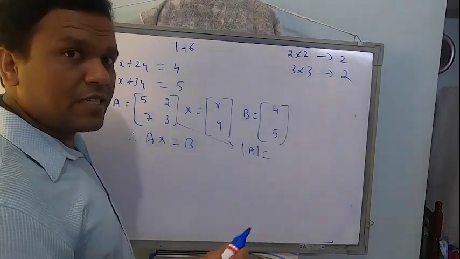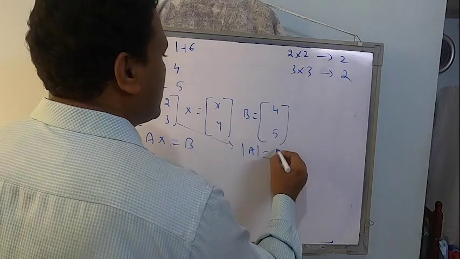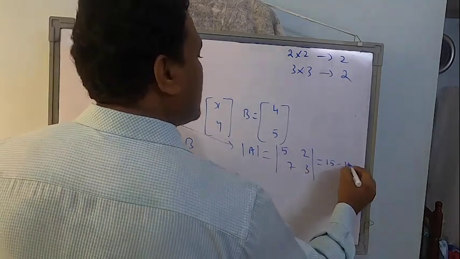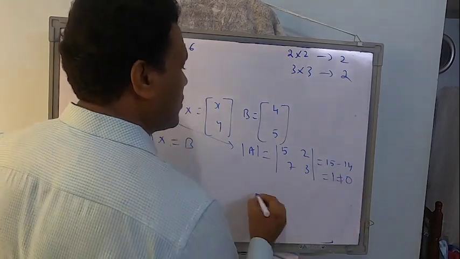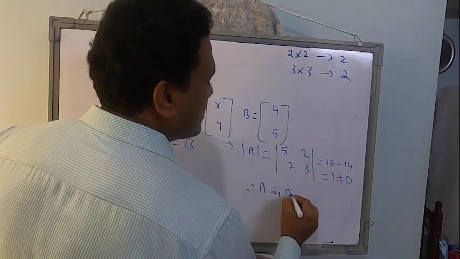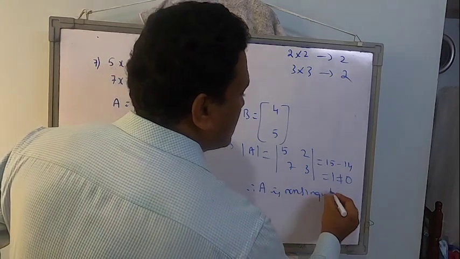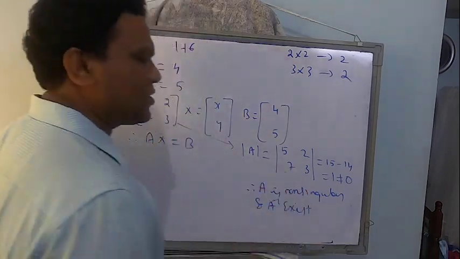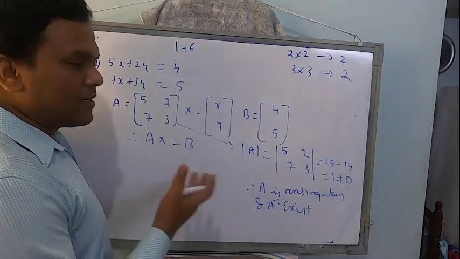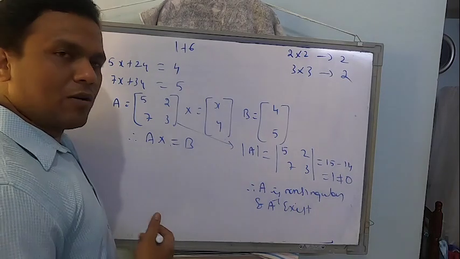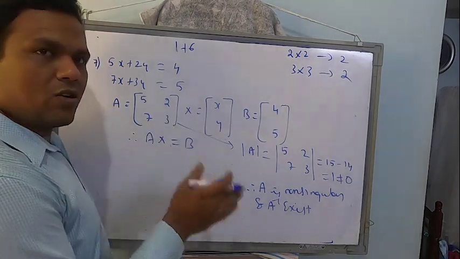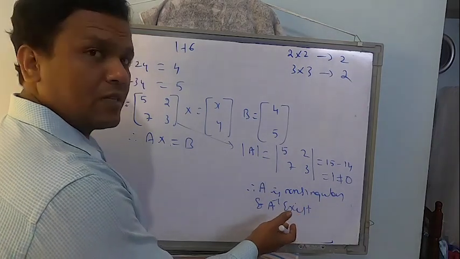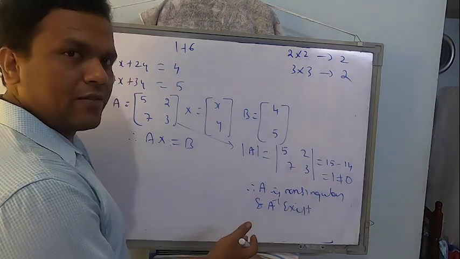Then I will find the determinant of this. But first I should check whether A inverse exists. So I should find the determinant. The determinant of 5 2 7 3 will be 15 minus 14 equal to 1. This is not equal to 0. Therefore, A is non-singular and A inverse exists. First always check this. If A is a singular matrix, then it's a waste of time doing all this procedure. So first check whether A is singular or non-singular. So always find the determinant first. If it's not equal to 0, the given matrix is non-singular, therefore A inverse exists.